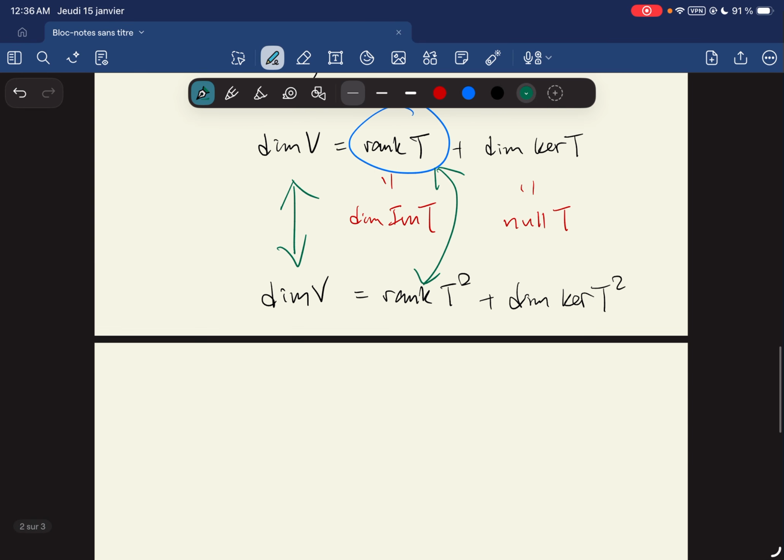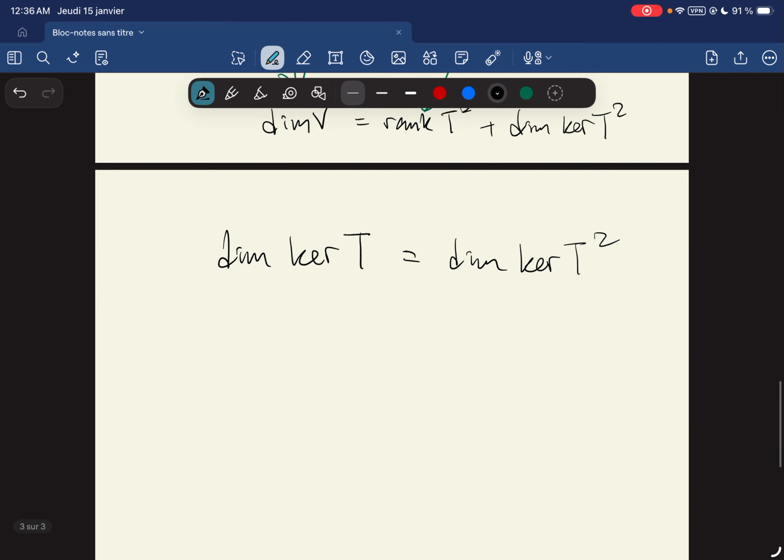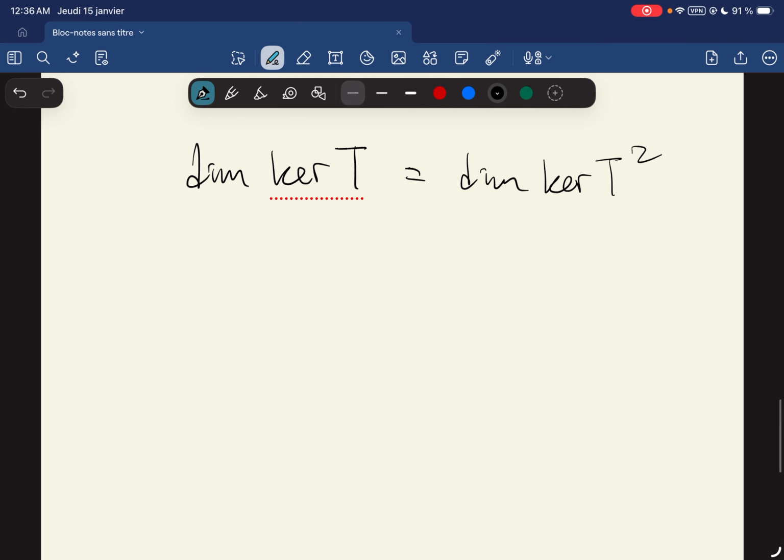So what does it mean? It means that the dimension of the kernel of T is the same as the dimension of the kernel of T squared. How can this be helpful? I encourage you to pause the video for a few seconds to think about it. And this is what I have found.